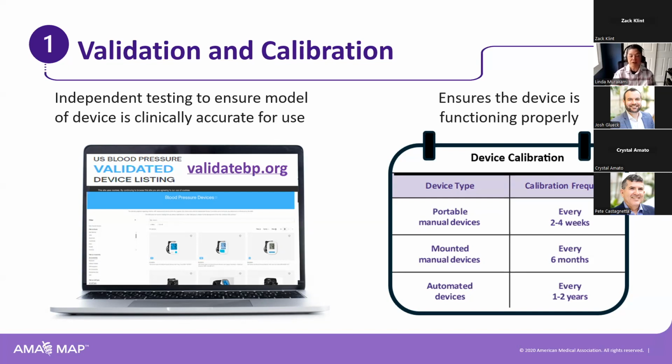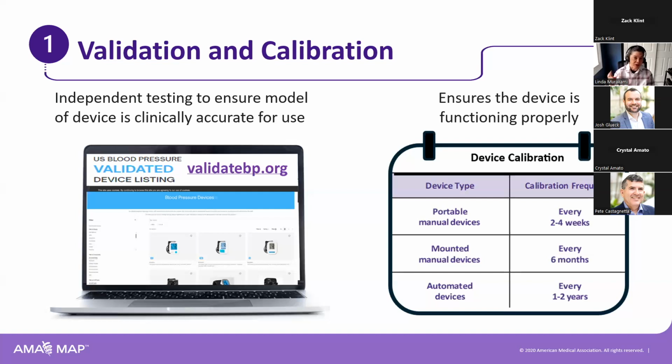Calibration, that's making sure the device is functioning properly. So calibration is performed at the clinical site on every device that you have. There's a difference in how often calibration takes place, as you can see on that little chart, based on the type of device you're using. Automated devices are the least frequent. You only have to calibrate them every 1 to 2 years.